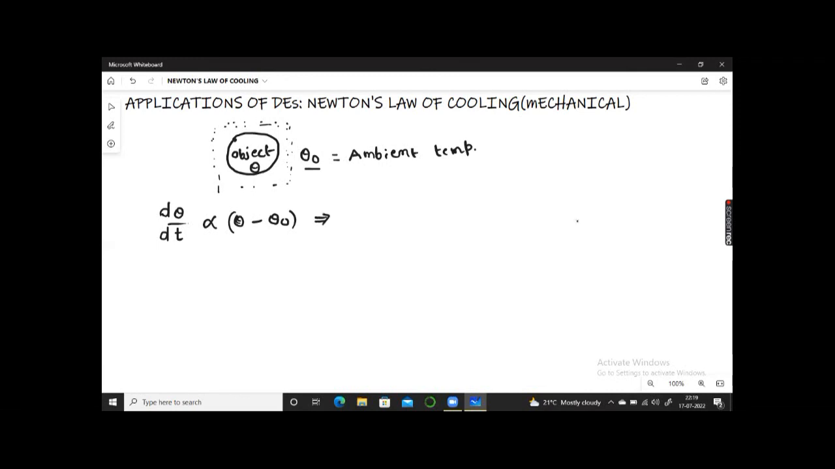So d theta by dt is directly proportional to theta minus theta naught. That implies d theta by dt is equal to minus k into theta minus theta naught. Here k is constant. So this is the theory behind the problems we are going to see now. So directly let me go to solve your problem.